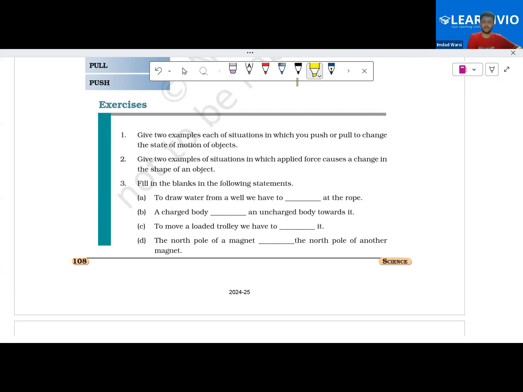Wait. Two examples. Do I need to write it or just tell you? Just tell me, then write it down. Okay.